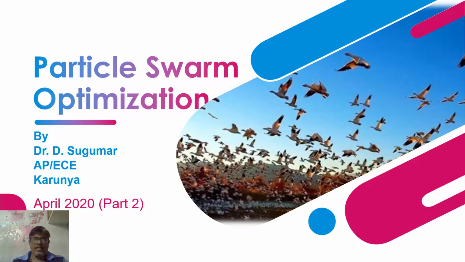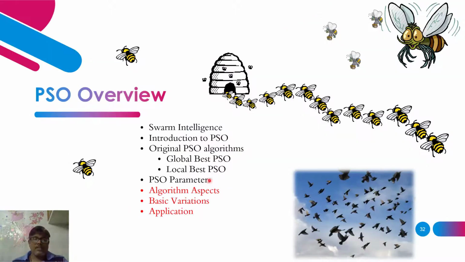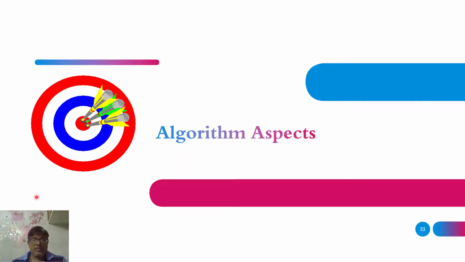Hi everyone, in this video we'll discuss particle swarm optimization, a continuation of the previous video. In the previous video we discussed swarm intelligence, an introduction to PSO, the original PSO algorithm, global best PSO and local best PSO, a part of the original PSO, and the PSO parameters. In this video we'll discuss algorithm aspects and basic variations. So now we'll start with algorithm aspects.